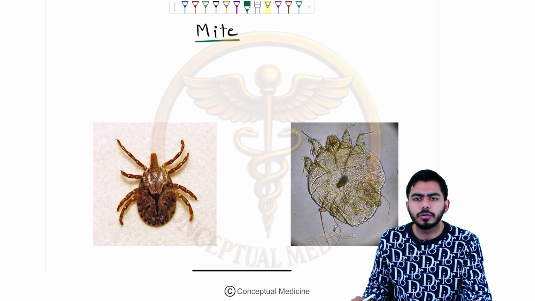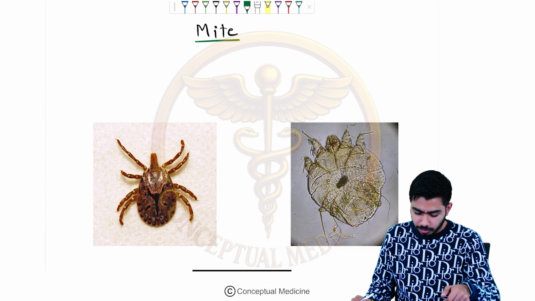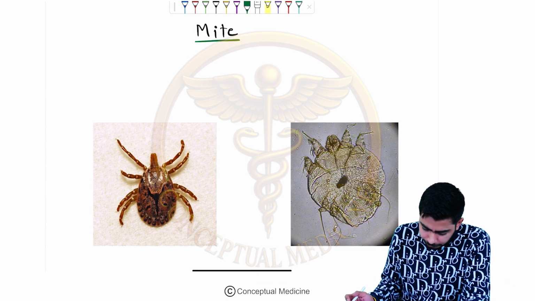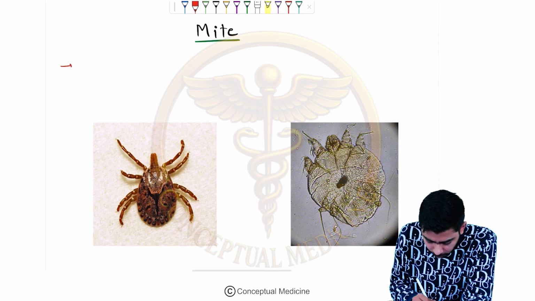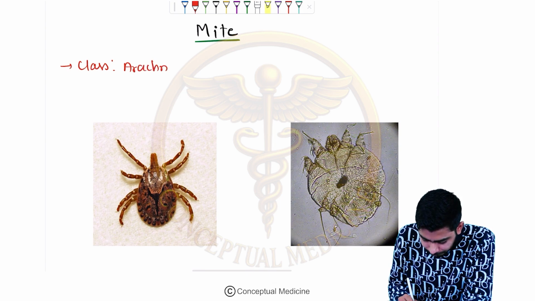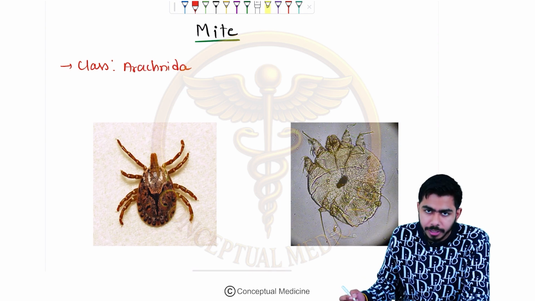So now we shall be talking about the mite, right? So guys, if we talk about the mite, basically they come under the category of class Arachnida. So which class are we talking about? If we are talking about the mite, then it is the class Arachnida, right? And look at the morphology.